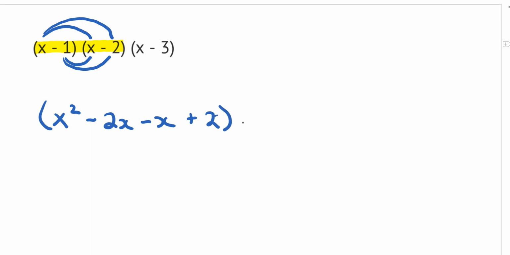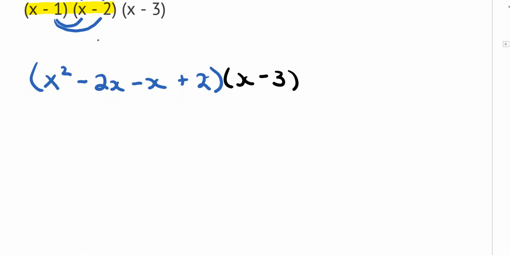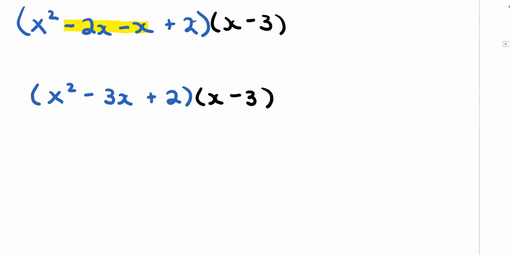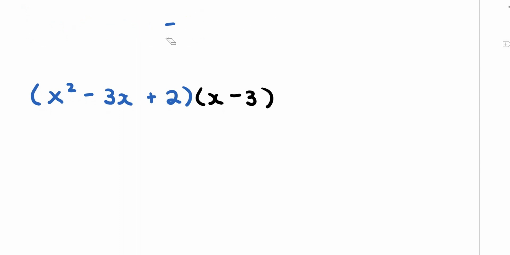And then we'll have our bracket here of x minus 3. Before we distribute this, it might be a very good idea just to collect like terms. So if I collect the like terms there, I get x squared minus 3x plus 2. And then I have my other bracket of x minus 3. Okay, so now we're ready to distribute this one last time here.